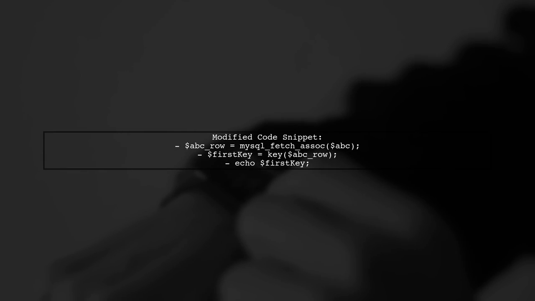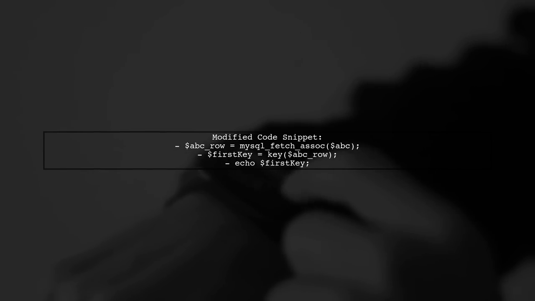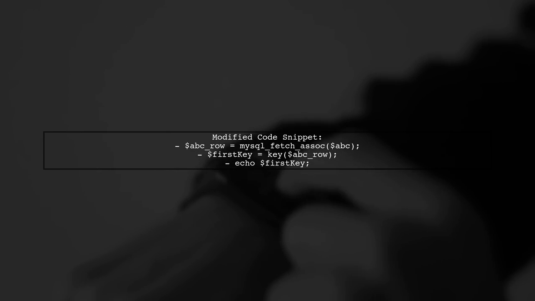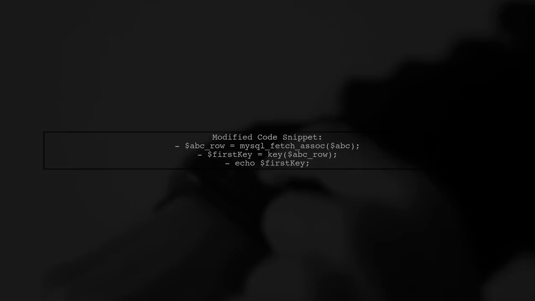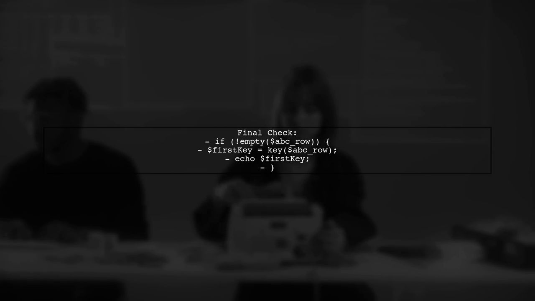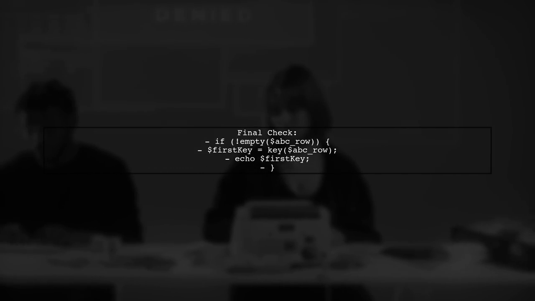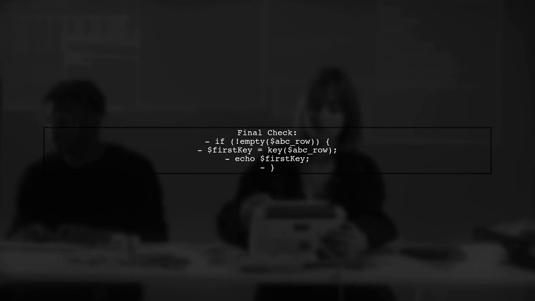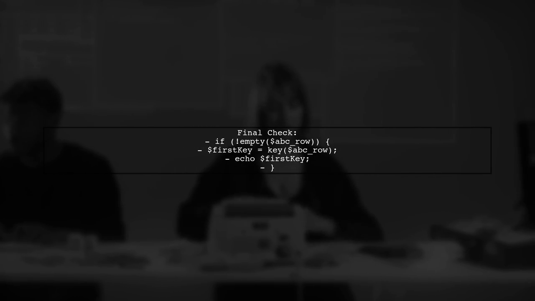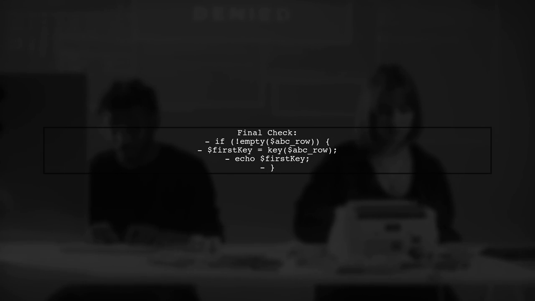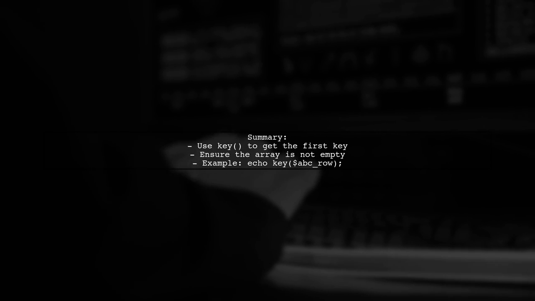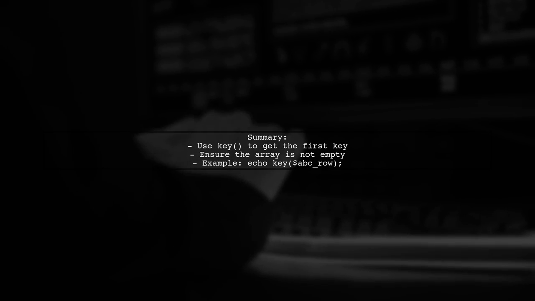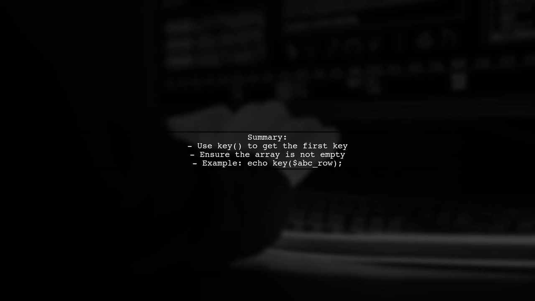Let's modify your code. After fetching the results, we can use the key function to get the first key directly. This approach ensures that you get the first key, which in your case should be PID. Remember to check if the array is not empty before accessing the key. By following these steps, you can successfully retrieve the first key from your associative array in PHP. Happy coding!